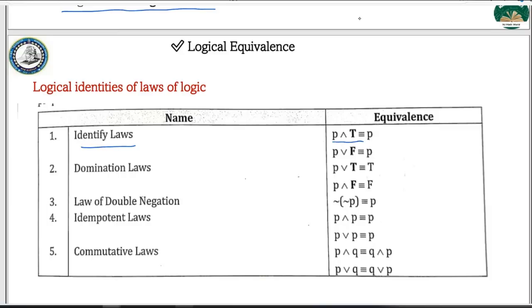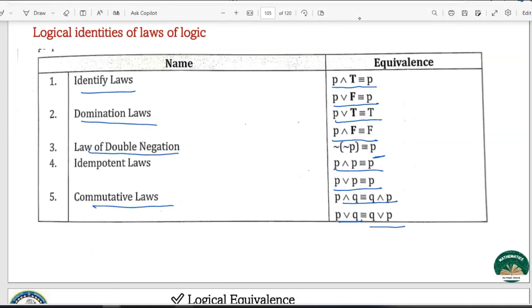So we have some logical identities, where we say the identity laws: P and T is always equal to P, P or F is always equal to P. Then the domination law: P or T is T, P and F is F. Law of double negation: negation of negation P is P always. Idempotent law: P and P is equal to P, P or P is also equal to P. Commutative law: P and Q is logically equivalent to Q and P, P or Q is logically equivalent to Q or P. That is the commutative property for logical identities.